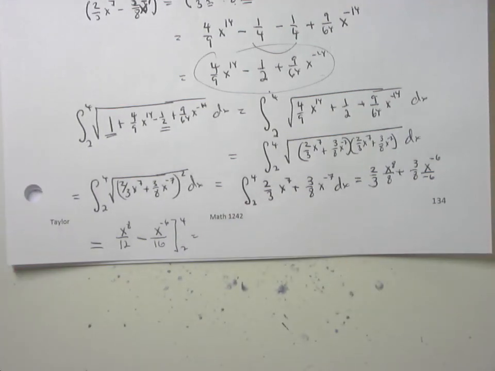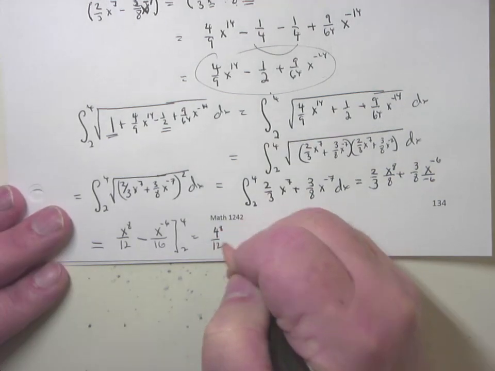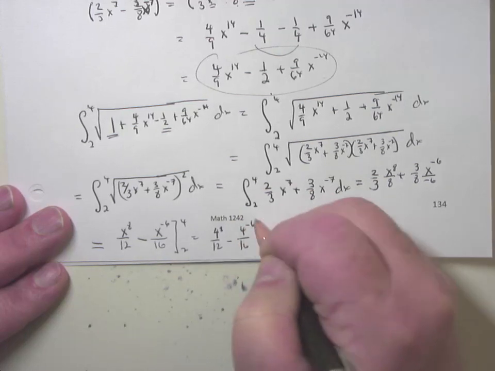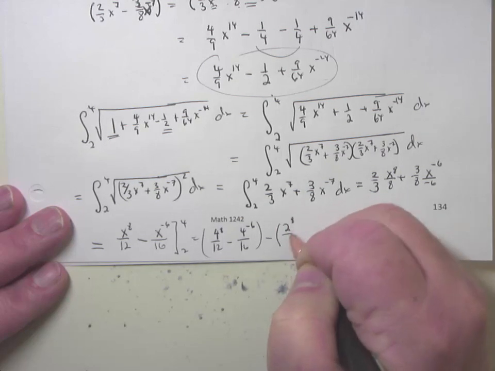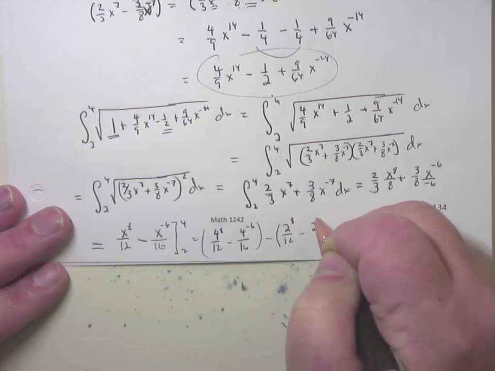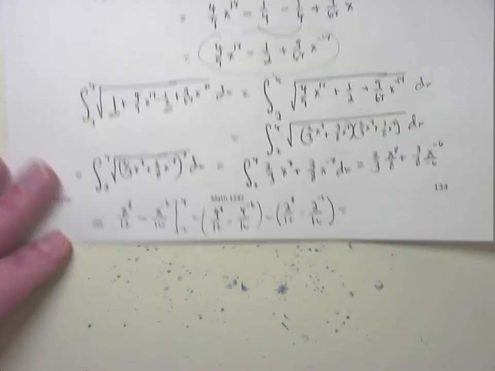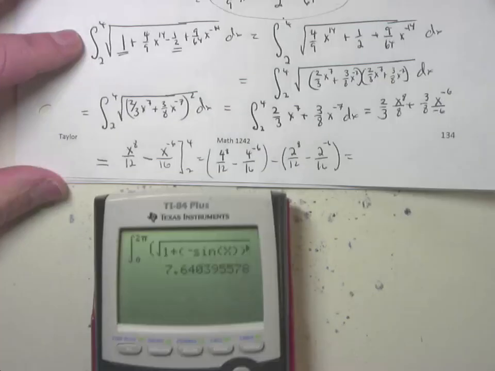Does that make sense? And so now, fundamental theorem, plug in top minus plug in bottom. That'll be 4 to the 8th over 12 minus 4 to the negative 6 over 16 minus plugging in 2 to the 8th over 12 minus 2 to the negative 6 over 16. And I never said the answer is going to be, quote, nice, but the integration cleaned up nicely. So I am going to go do it on the old handy dandy calculator here.